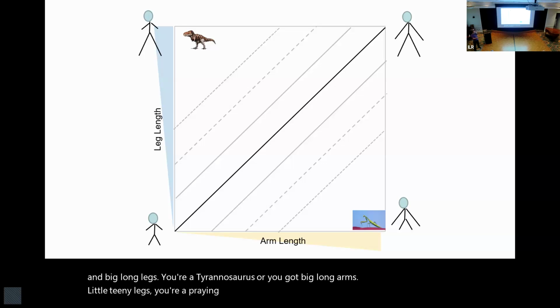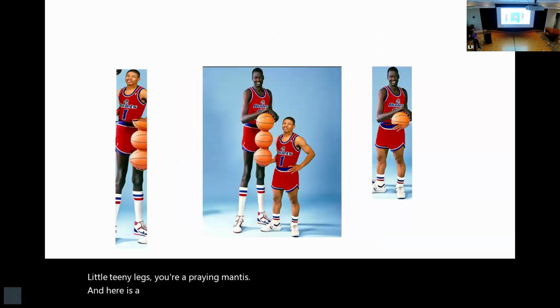And here is a famous sports picture. Has any of you ever seen that before?